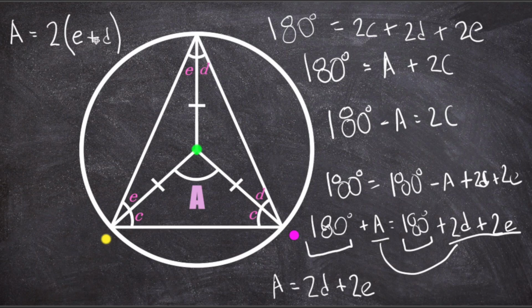But what is E plus D? Well, E plus D is the angle at the edge, the top angle. So A is 2 times the top angle. The top angle originally was B, which means that A equals 2B, or the angle at the center is double the angle at the edge. And in that way, we've shown why the theorem works.